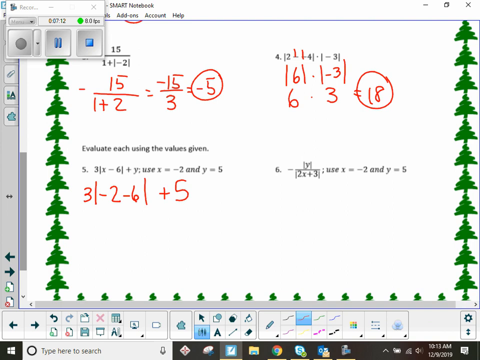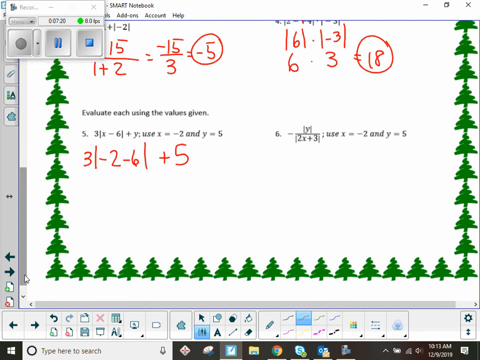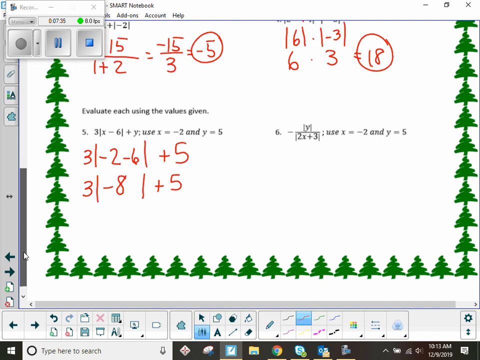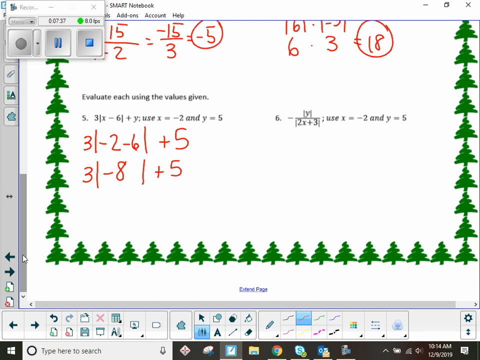Talia, which part of the problem do I need to do first? What does that give me? That's all right. I just want what's inside the bars. Just what's inside. Don't do the absolute value yet. Negative 8, yeah. Thank you. So that's step 1, just doing math inside.